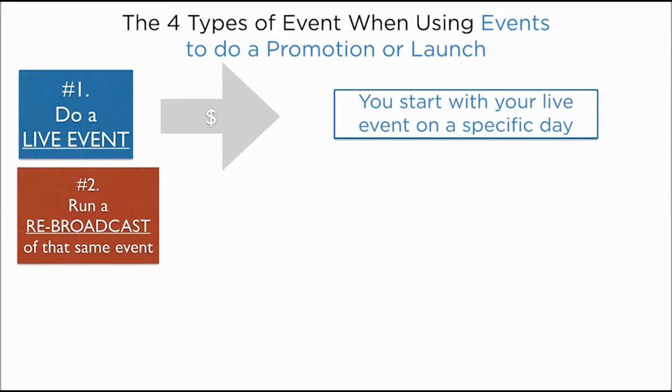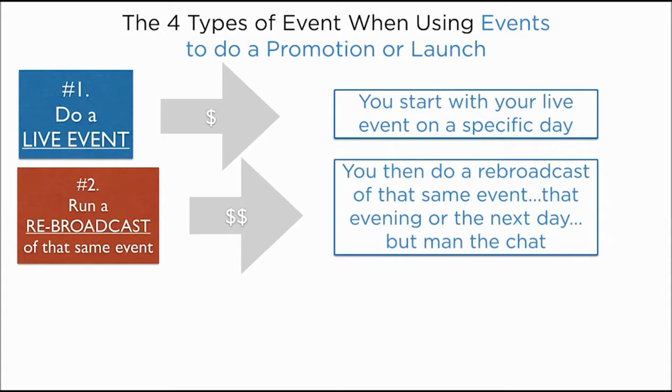So let's say you do that one-time event on Thursday at 4 p.m. Pacific Standard. Then what you can do is, as soon as that event is over, you can offer it again, let's say at 7 p.m. that same day, or let's say first thing the next morning at, say, 11 a.m. We've tested this out, and by doing this, oftentimes you can double, I repeat, literally double what you've done on your live event. So now you are doubling your sales by running a rebroadcast of that event.